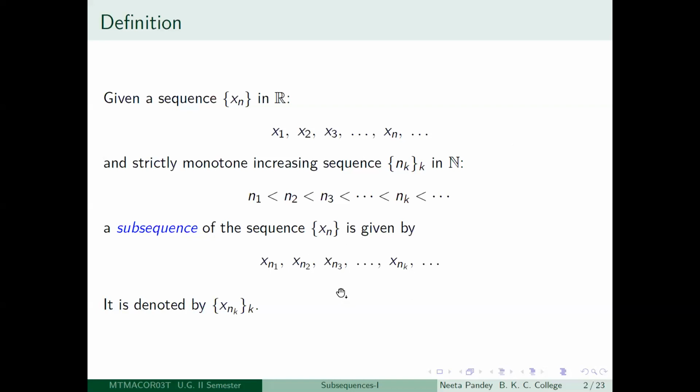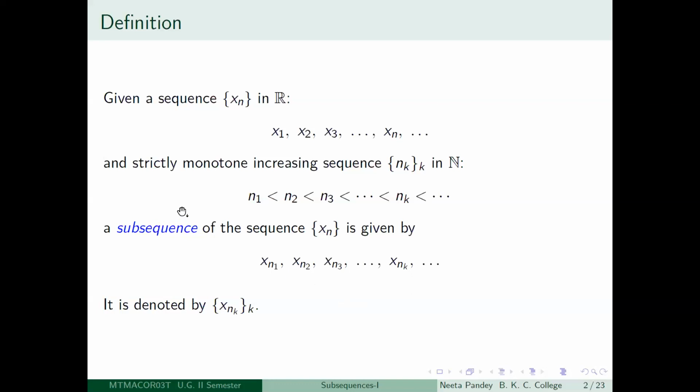Similarly, when you want the third term, after you have chosen xn1 somewhere and xn2 somewhere, the third term of the subsequence should be some n3th term of the original sequence, where n3 will come after the n2th term. I hope I'm making myself clear. So this is the way you will get a subsequence.